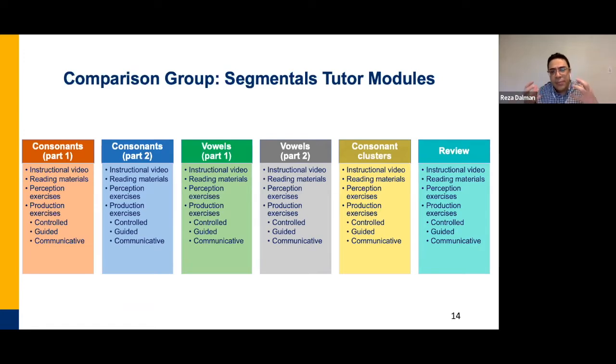And the Segmentals tutor, similar to the Intelligibility tutor, included 6 modules. The first 2 modules focused on teaching English consonants. The second 2 modules focused on teaching English vowels. The fifth one focused on consonant clusters. And the last one was a review module in which the L2 learners had the chance to review all the things that they learned in the previous modules. The focus of the segmental tutor was only on segmental features, which is the focus of instruction in traditional approaches to pronunciation instruction.